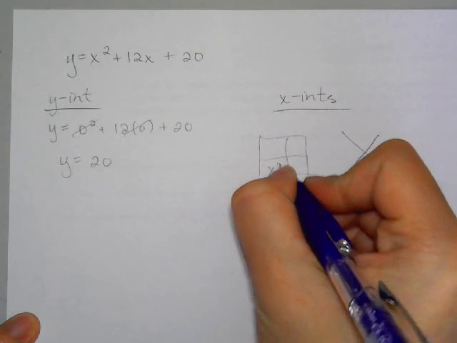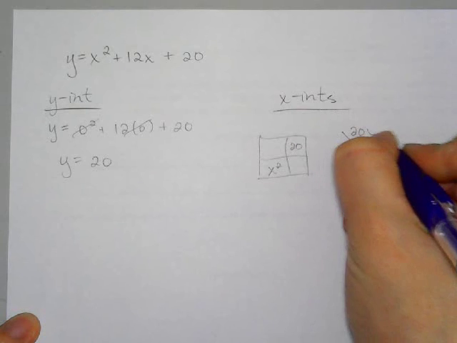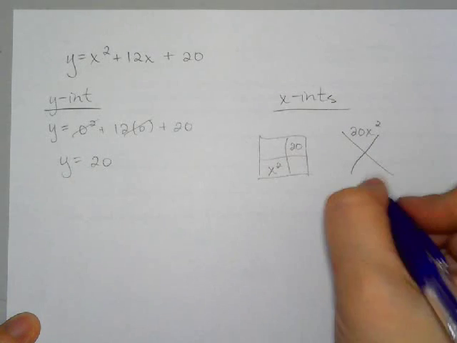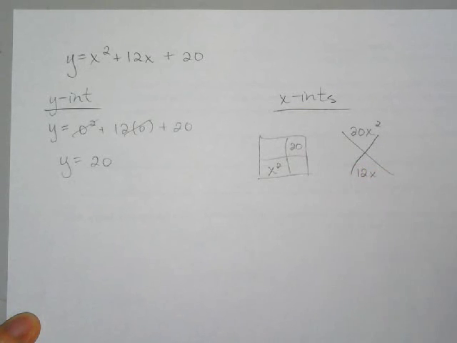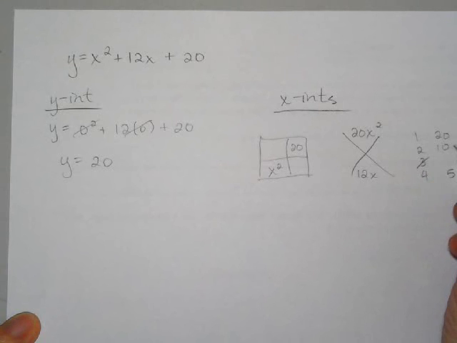So we have our x squared, 20, multiply those two to give us 20x squared on the top. Take our middle term, put that on the bottom. And then I need the factors of 20 that add up to 12. So 1 and 20, 2 and 10, 3 is not a whole number, 4 and 5, and then it'd be back to 5 and 4. So the pair that adds up to 12 is 2 and 10.